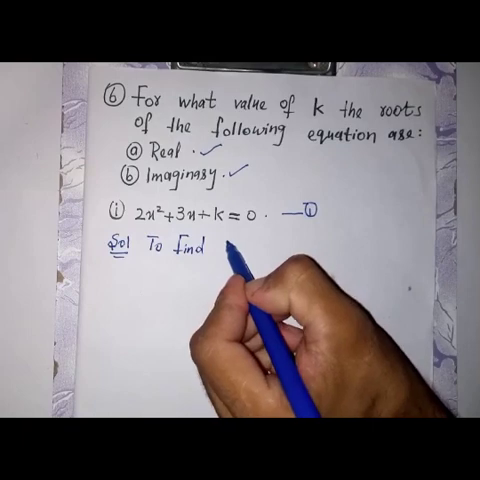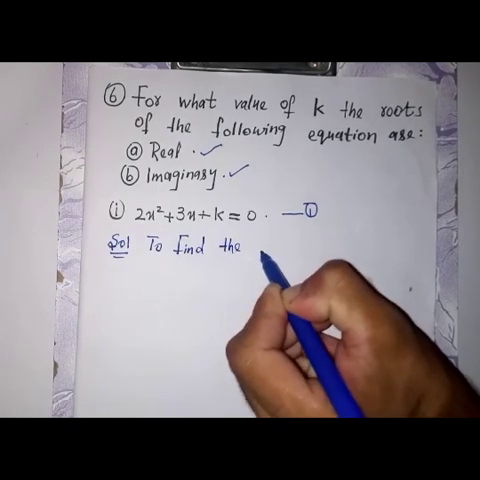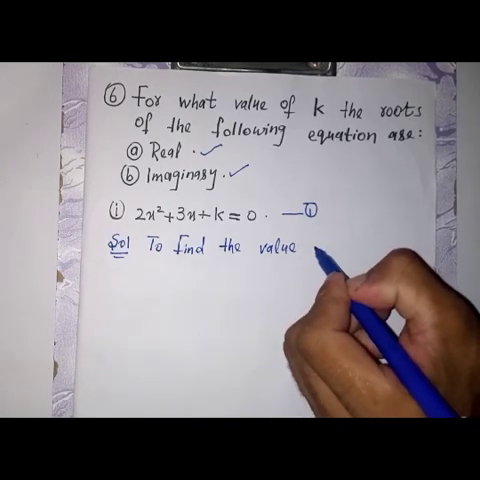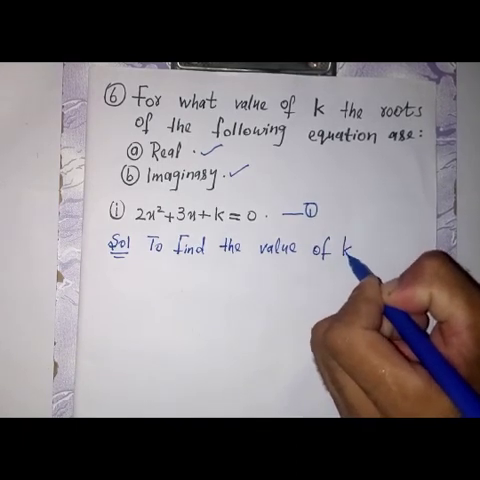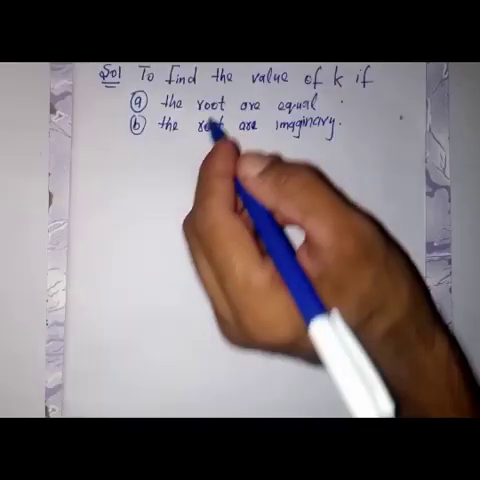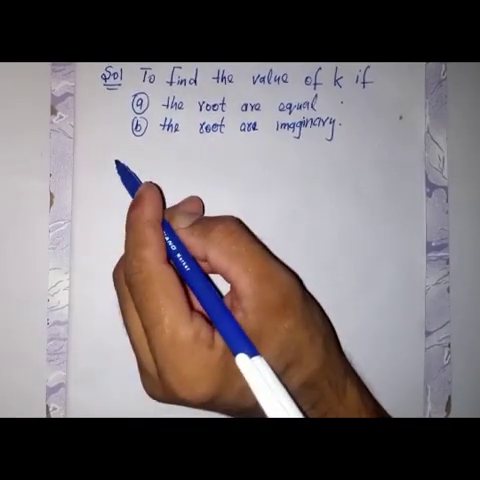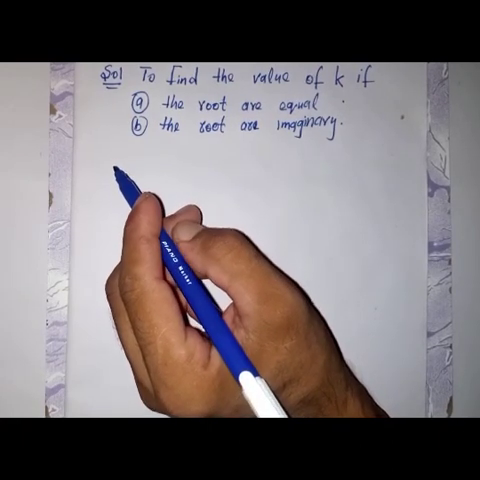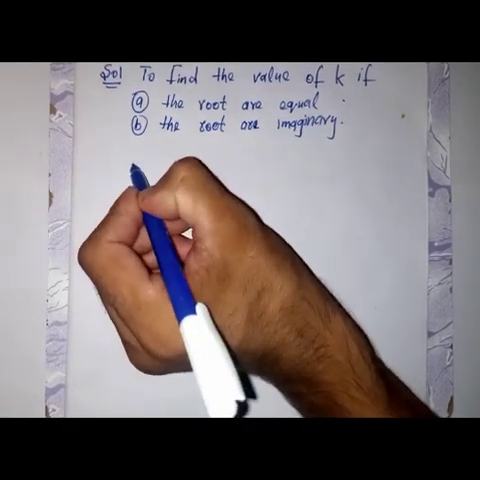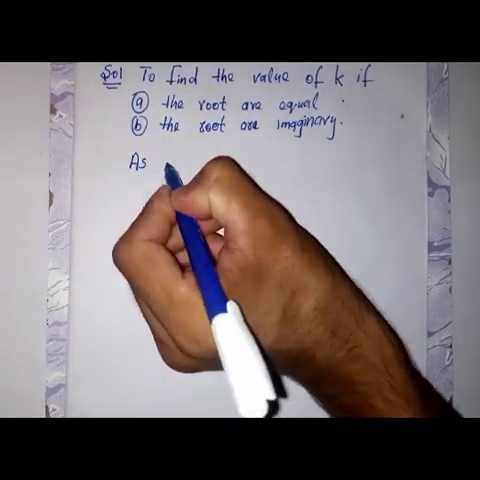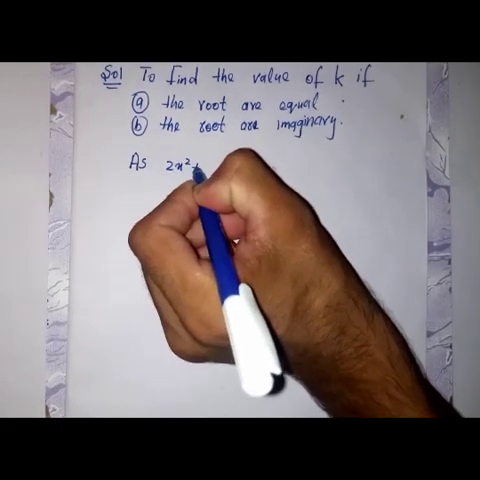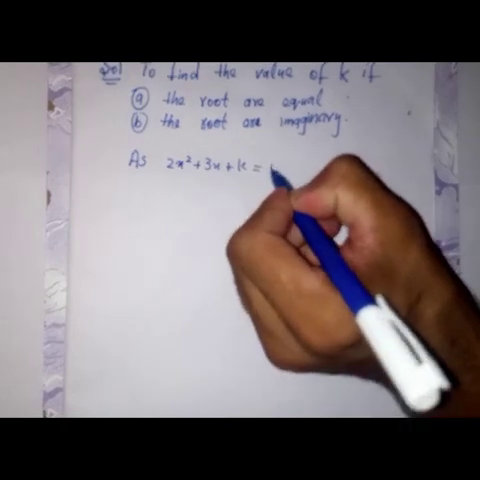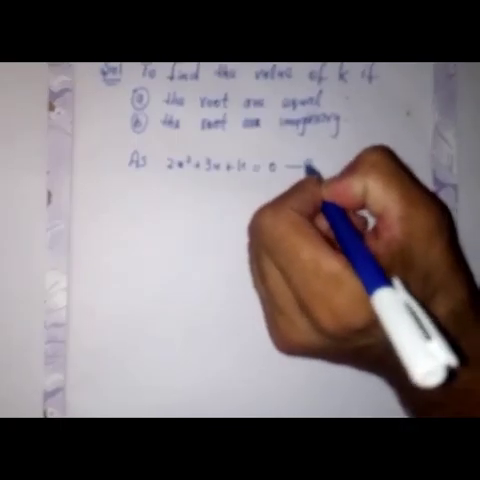We have to find the values of k if the roots are real, it means if the roots are greater than or equal to 0, and second, if the roots are imaginary. So here we are given a quadratic equation which is 2x square plus 3x plus k is equal to 0.